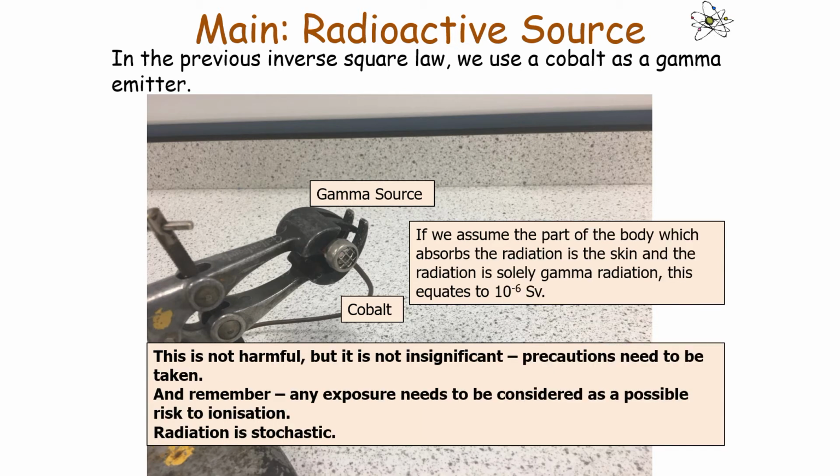Now if we assume that the part of the body which absorbs the radiation is the skin, and the radiation is solely gamma radiation, that considers for our weighting factor, we get about 10^-6 sieverts. Now this is not harmful, but it's not insignificant, so precautions need to be taken, and remember any exposure needs to be considered as a possible risk of ionization, because radiation is stochastic. There's no lower safe limit for the amount of radiation you can absorb.